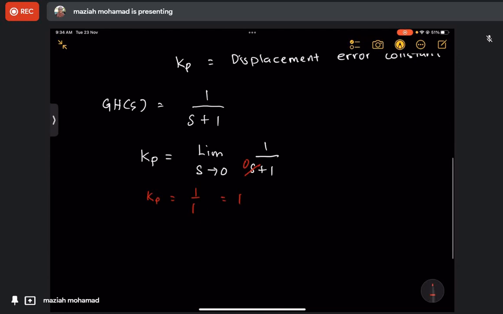From there, we are able to calculate the steady state error, which is equal to 1 over 1 plus Kp, which is 1 over 1 plus 1, 1 plus 1 equals 2, so 1 over 2. So it will give you the error of 0.5.